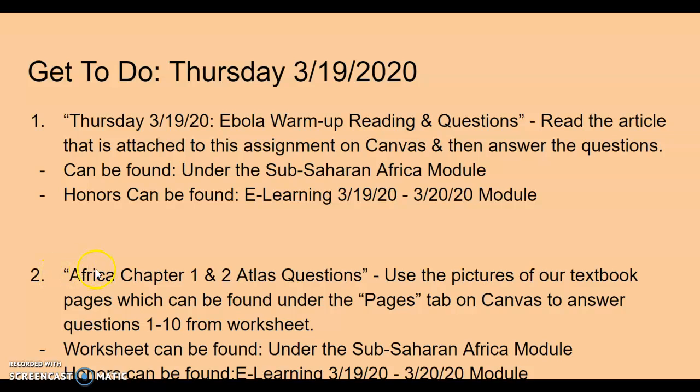Your second thing is called Africa Chapter 1 and 2 Atlas Questions. If you were here on Monday, we started those together. If not, you're going to use the pictures of our textbook pages that you can find under the Pages tab on Canvas to answer your questions. Specifically, we're working on questions 1 through 10 today, Thursday. You can work ahead, but questions 1 through 10 are what is required of you to have finished for today. If you are in first, second, third, fourth, or seventh hour, you can find your worksheet under the Sub-Saharan Africa module, and for honors, you can find it under that e-learning module.